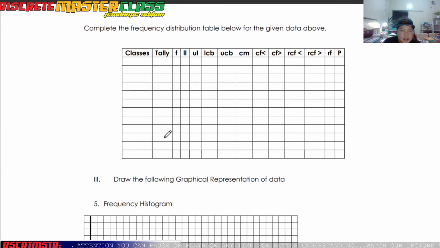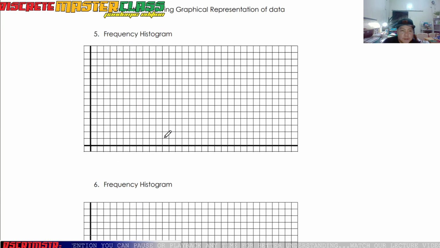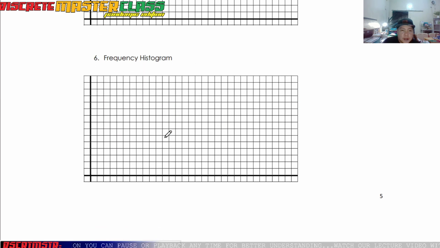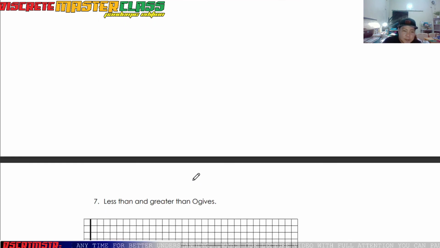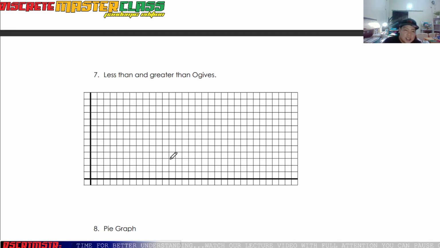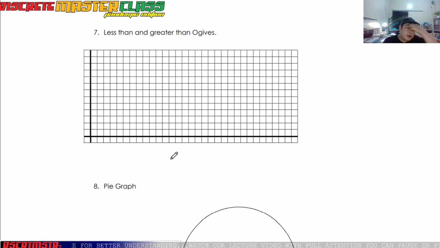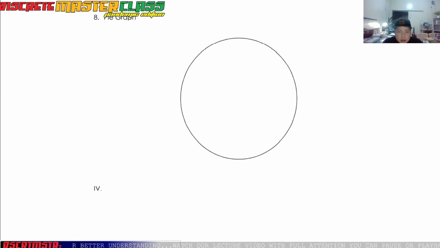Okay, so ito yun lahat ng tinuro ko ngayon. Iniba ko lang yung data. Gawin mo yan. Frequency histogram, dalawang frequency histogram, so gawin polygon to ha. Gawing polygon. Naturo ko na naman yan. Tapos yung less than and greater than ogives. Then pie graph. Okay? That's all for now.